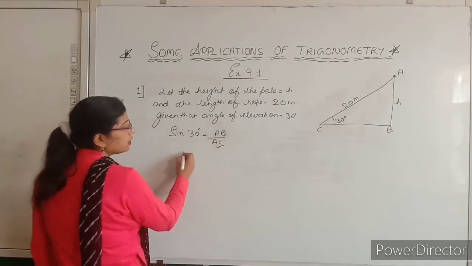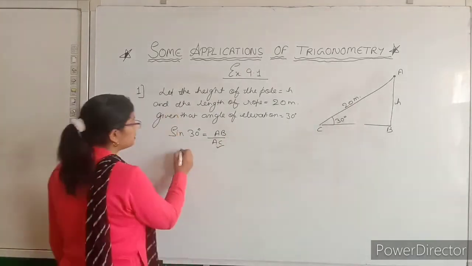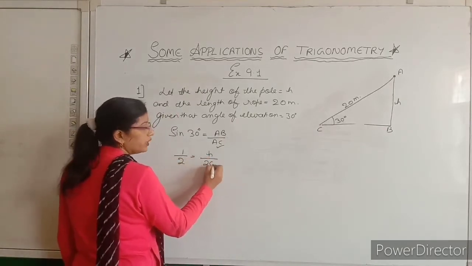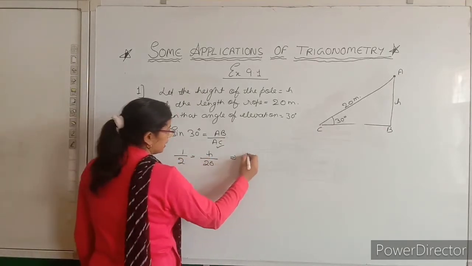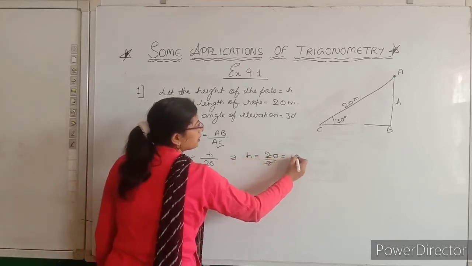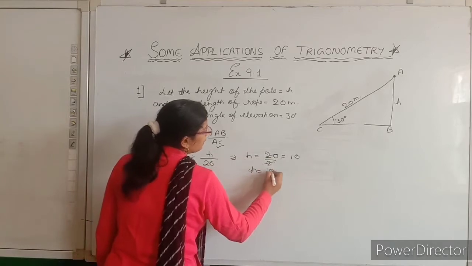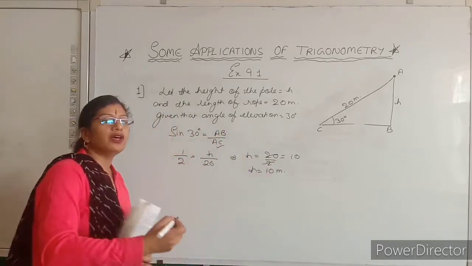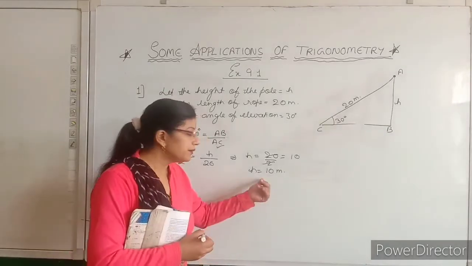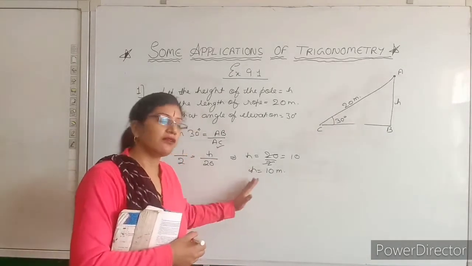So sine 30 degree, what is the value of sine 30 degree? It is 1 upon 2, equal to h upon 20. Cross multiply, so we will get h is equal to 20 upon 2, that means 10. So height is equal to 10 meters. So the height of the pole is 10 meter. Okay, the questions are very easy.